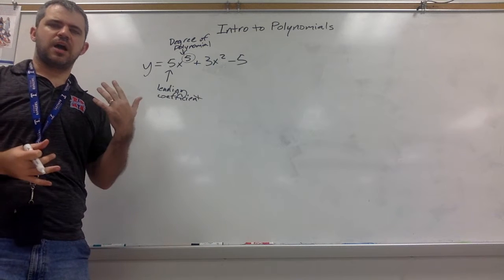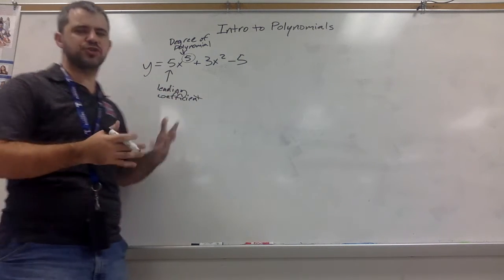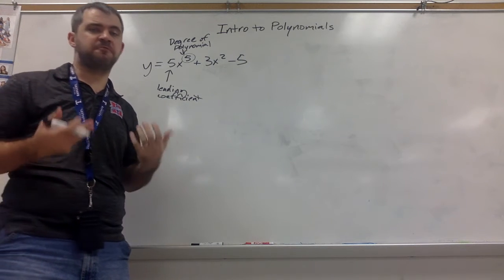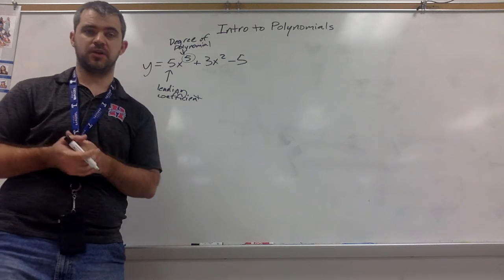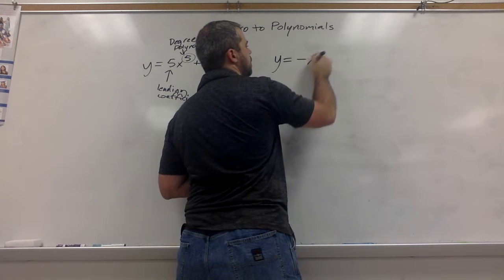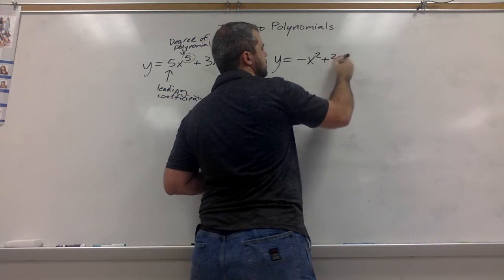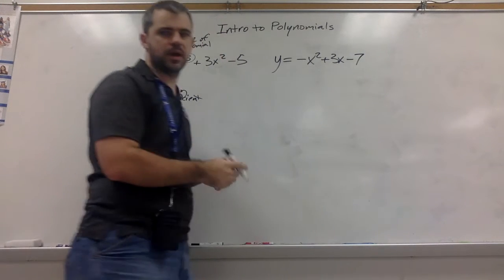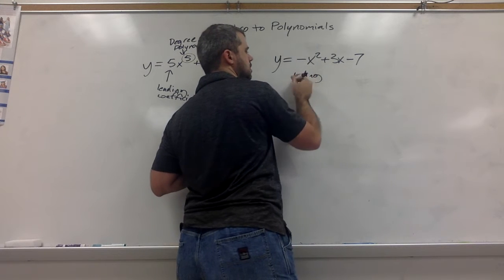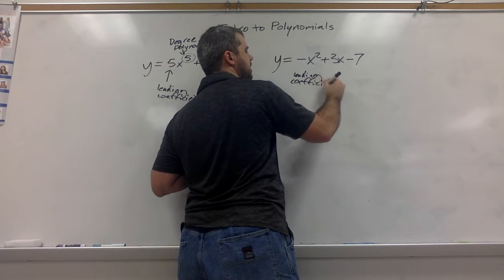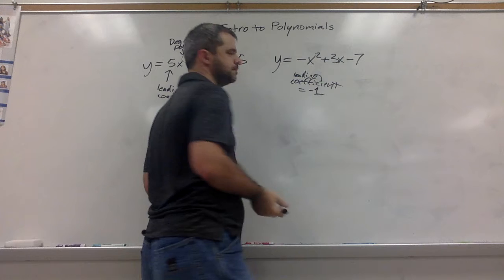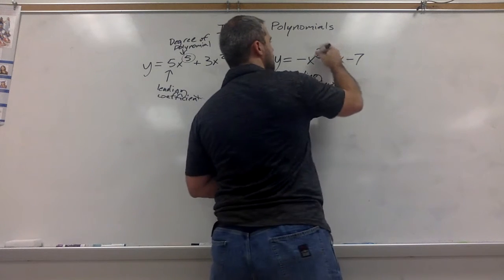Okay. Now, the degree does lots of things. It kind of determines what type of polynomial that we're dealing with. You're very accustomed to dealing with degree 2 polynomials. We call those quadratic. So if you had something like, I don't know, negative x squared plus 3x minus 7, okay? The leading coefficient would be -1. And the degree would be 2.